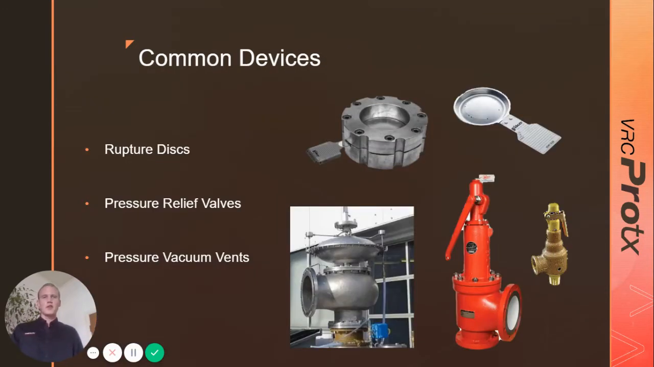The most common devices used are rupture discs, pressure relief valves, and pressure vacuum vents. Rupture discs are devices that don't reseal. Once you open them, they stay open and you have to replace them. Pressure relief valves are what you're going to see on top of a boiler, and pressure vacuum vents are used when the set pressure of the device is below 15 pounds gauge. You typically see them in tank farms or storage tanks.